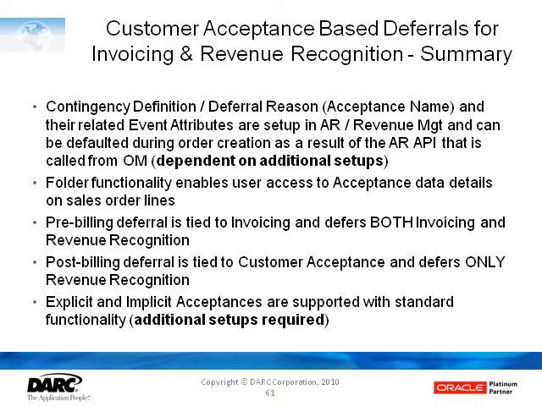The ability to add columns to folders allows users to actually see the acceptance data details within the sales order lines, within the forms and the organizer. Pre-billing deferral is tied to invoicing and defers both invoicing and revenue recognition. Post-billing is tied to customer acceptance and defers only the revenue recognition. The revenue is held in an unearned revenue account and then reassigned once acceptance is completed. Your 2 forms of acceptance are implicit and explicit, and they're both supported with standard functionality, although some additional setups are required.